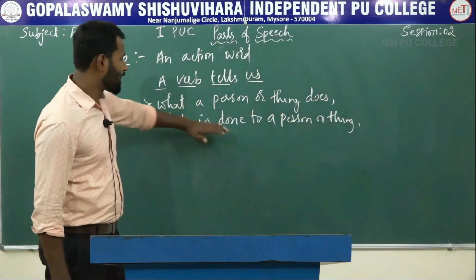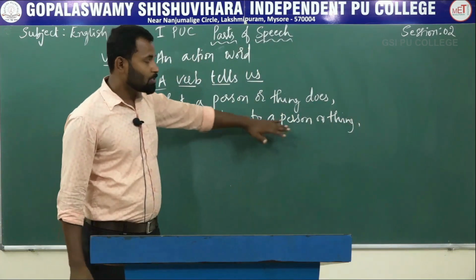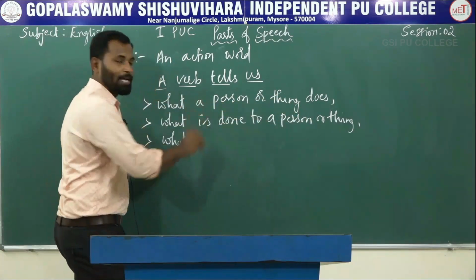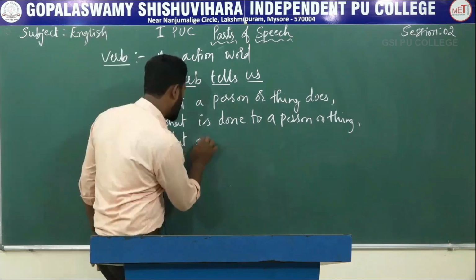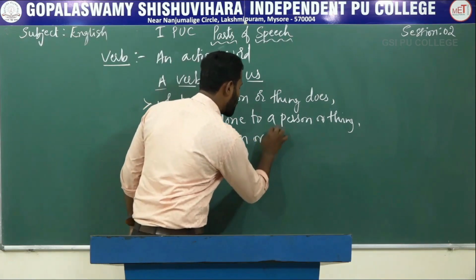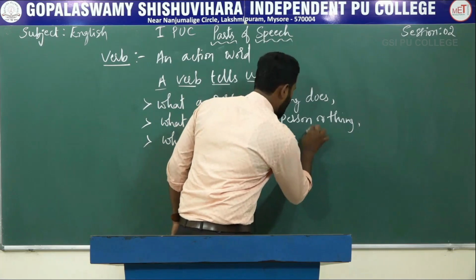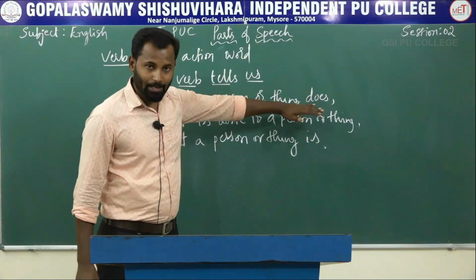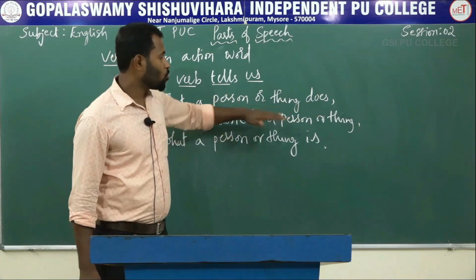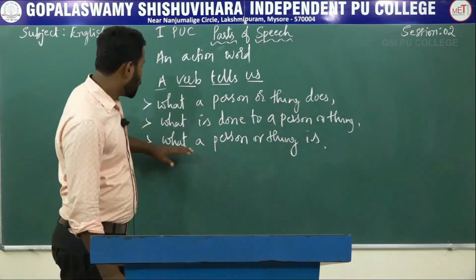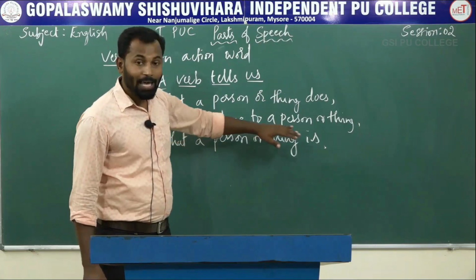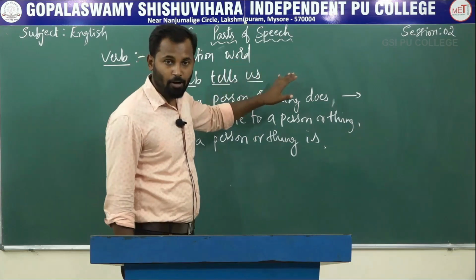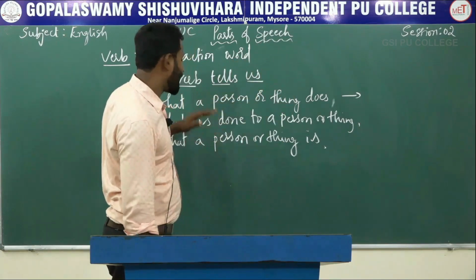A verb also tells us what is done to a person or thing. The next, verb also tells us what a person or thing is. A verb tells us what a person or thing does, what is done to a person or thing, what a person or thing is in a sentence. I have already told you verb is an action word. Let us make it clear with these examples.